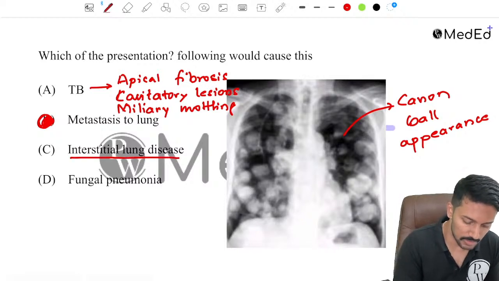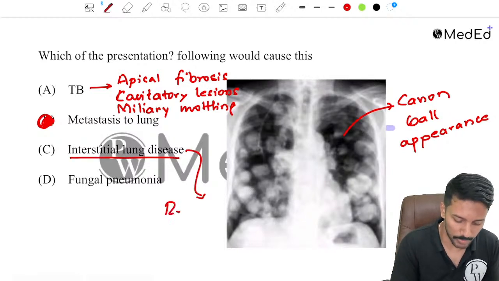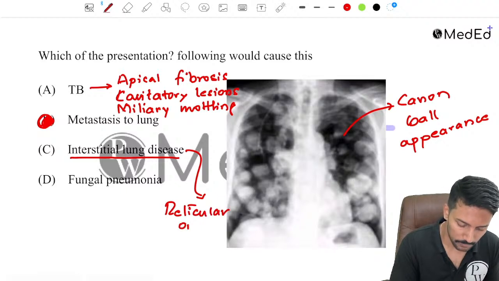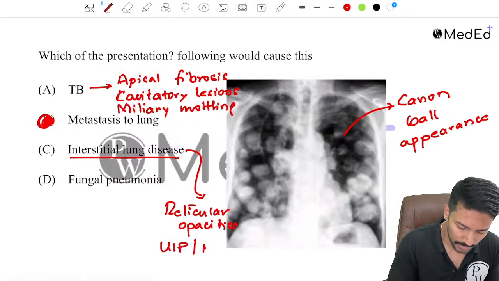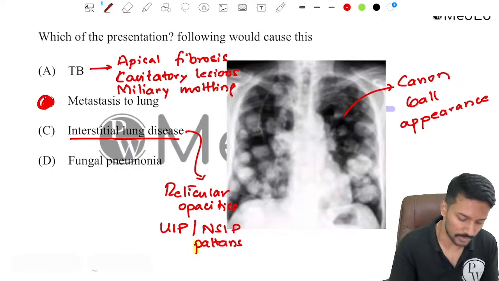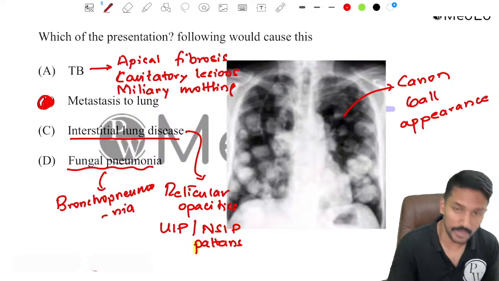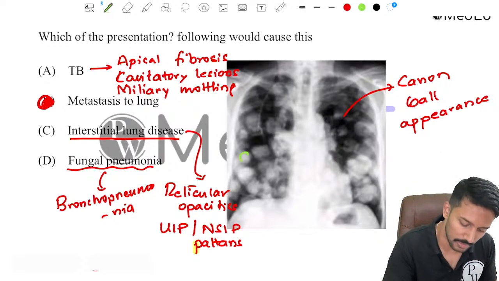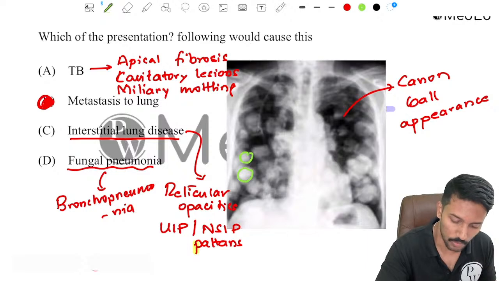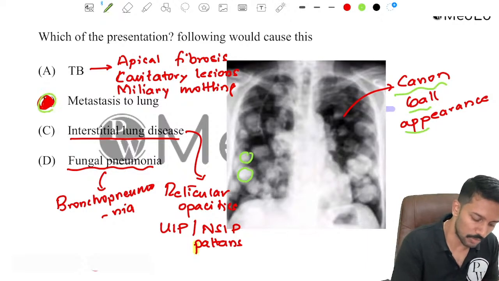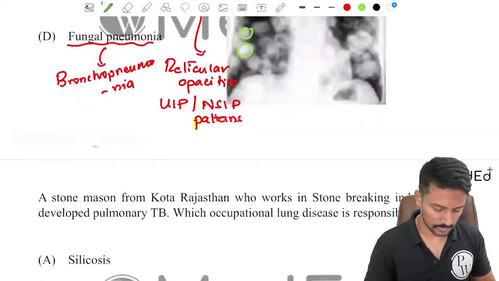If it is interstitial lung disease, we have discussed, right? We will see reticular opacities. And in HRCT, we would see something called a UIP or NSIP pattern, depending on the cause of ILD. We will be seeing those two patterns. I don't see any ground glass opacities or anything like that. If it is fungal pneumonia, it causes bronchopneumonia. So I will have patchy opacities, not well-defined rounded opacities like this, right? So here I can clearly see well-defined rounded opacities. That's why it is called cannonball appearance. The moment you see cannonball appearance, it is metastasis to the lungs. Okay.